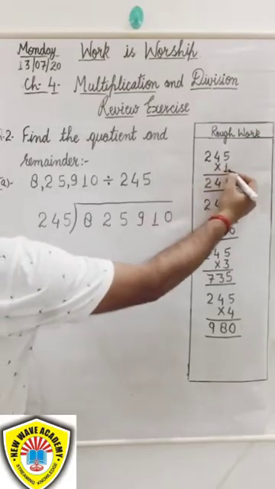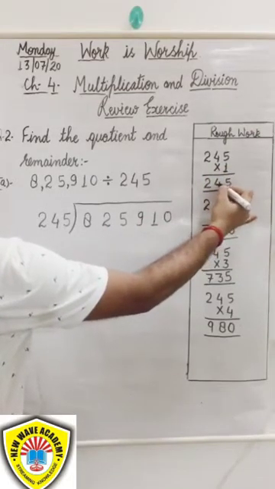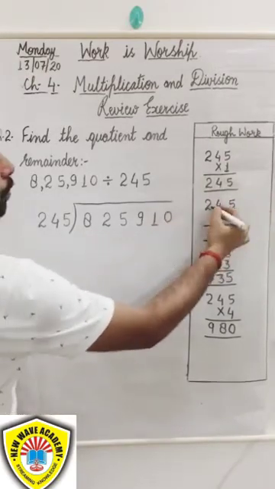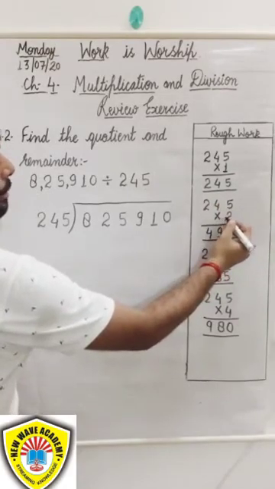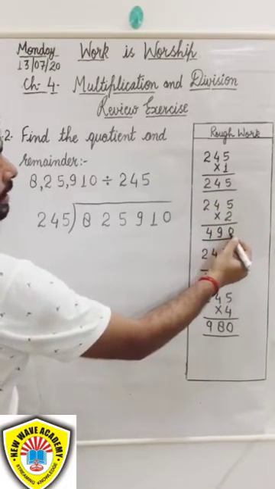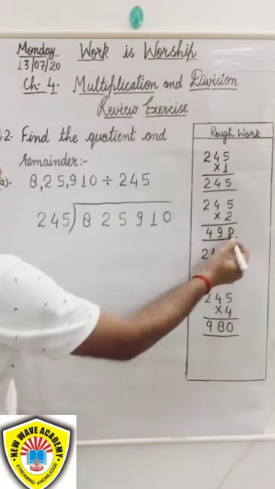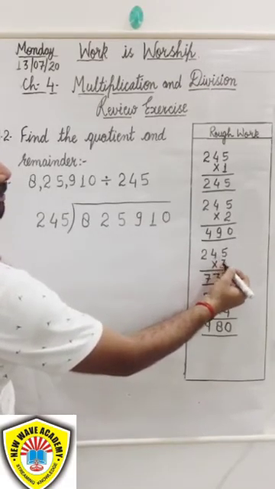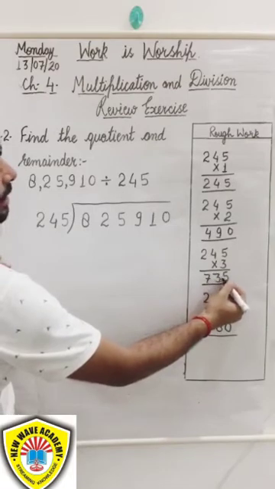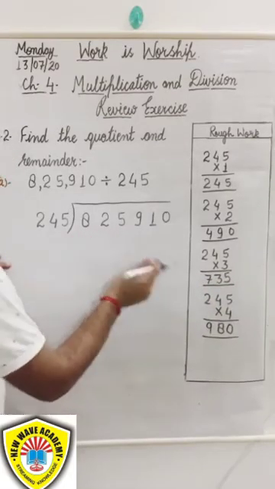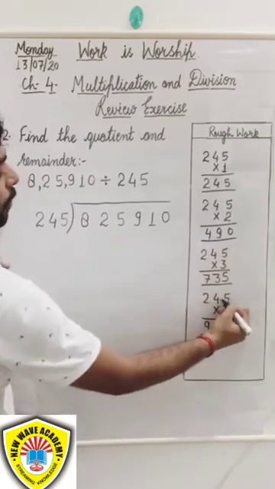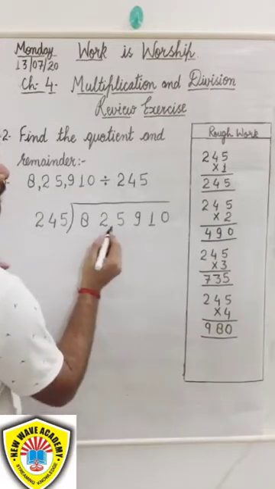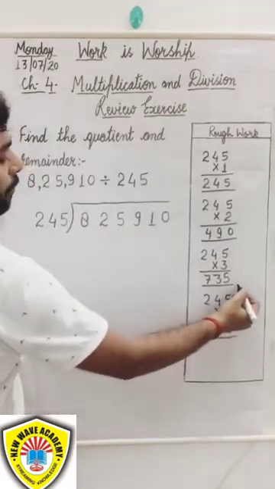So 245 if multiplied by 1, what is the product we will get? 245, which is smaller than 825. Now try the next number, 245 multiplied by 2, so we will get 490, which is also a smaller product than 825. Now we will again multiply 245 by 3. So what is the product we will get? 735, which is also smaller than 825. Now assume the next number, 245 multiplied by 4, and the product is 980, which is greater than 825. So we will take one step before.